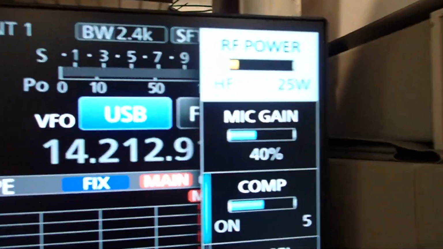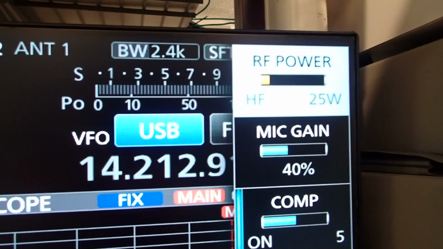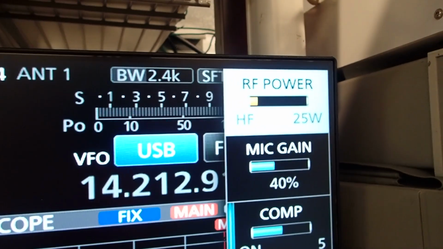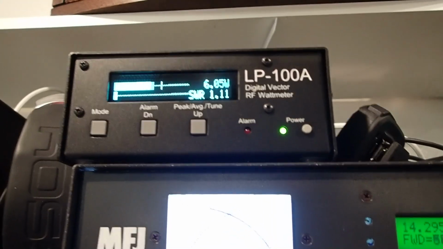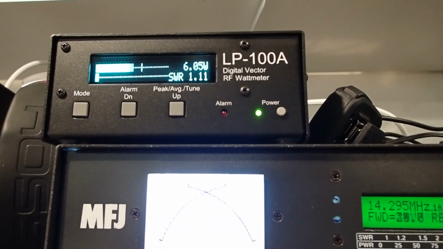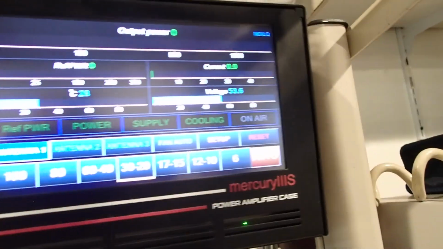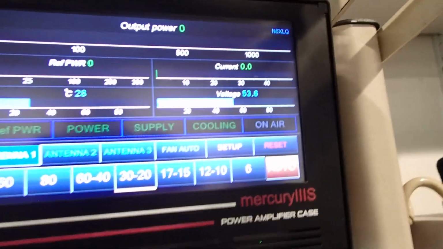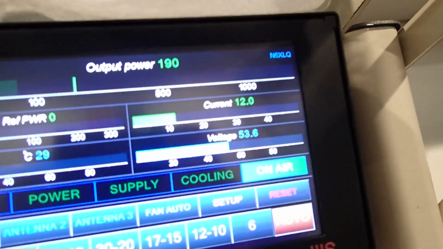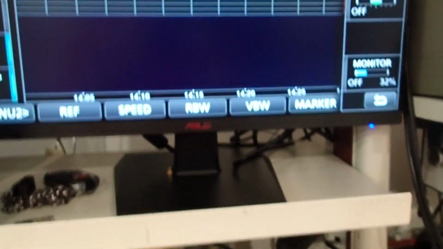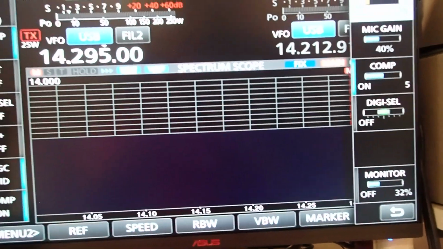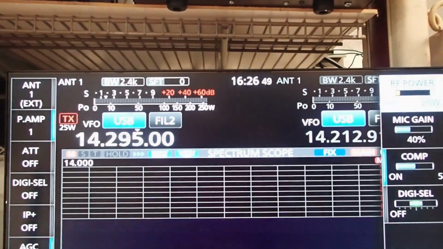Now I have the ALC connected with the same 25 watts of drive, or what I have it set to. Testing, 1, 2, 3. I am getting 6 watts. Testing, 1, 2, 3, and 200 watts out of the Mercury 3S, no matter how I adjust the attenuator pot on the back of the Mercury 3S.